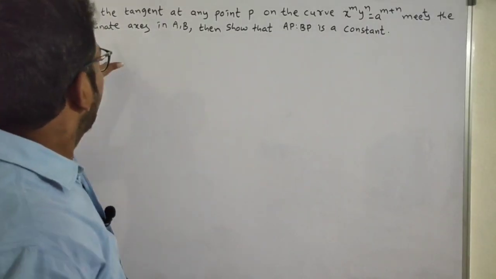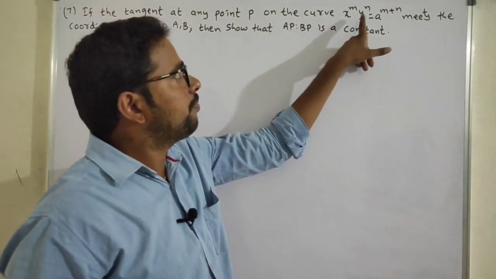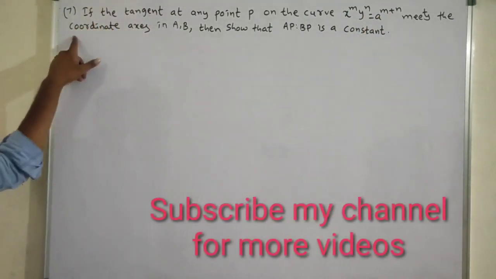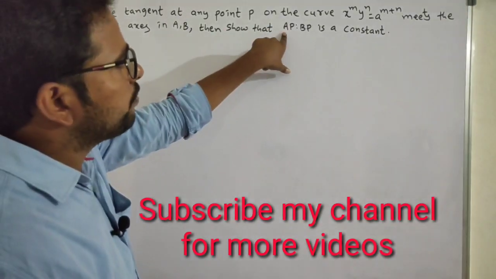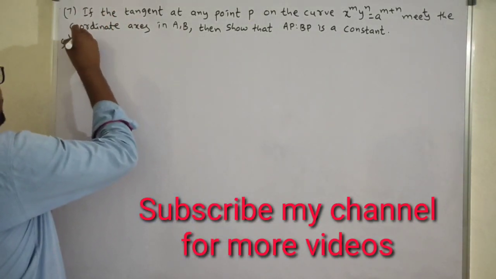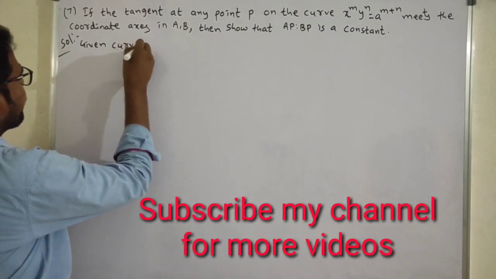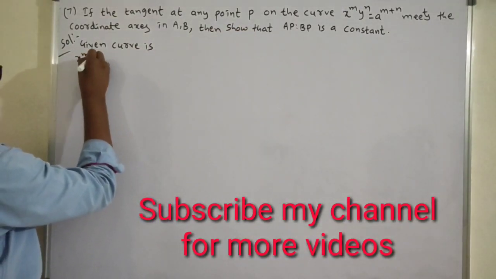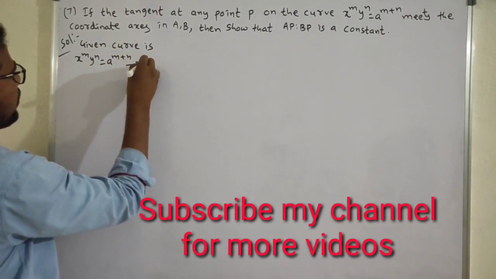Now, the seventh question. The tangent at any point P on the curve x power m y power n is equal to a power m plus n meets the coordinate axes in A, B. Then show that AP is to BP is a constant. So what is the given curve? The given curve is x power m into y power n is equal to a power m plus n. Take it as equation number 1.